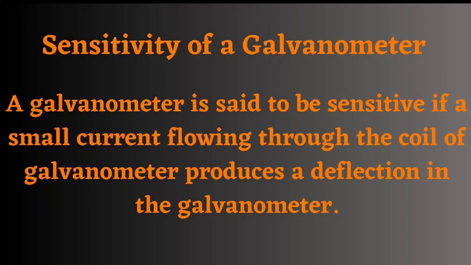A galvanometer is said to be sensitive if a small current flowing through the coil of the galvanometer produces a large deflection in the galvanometer. In this lecture, we are going to understand the types of sensitivity of a galvanometer. The first one is current sensitivity and the second one is voltage sensitivity.